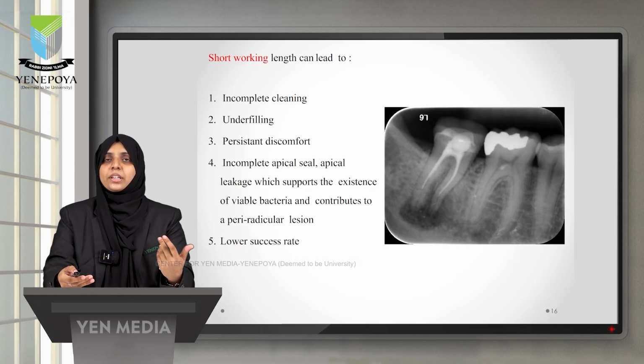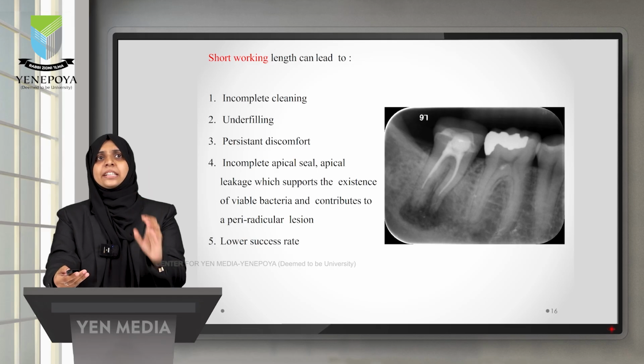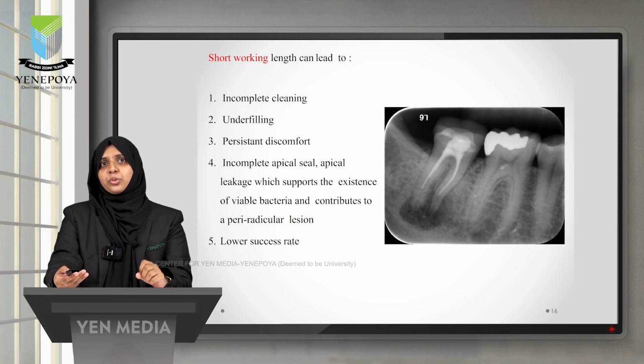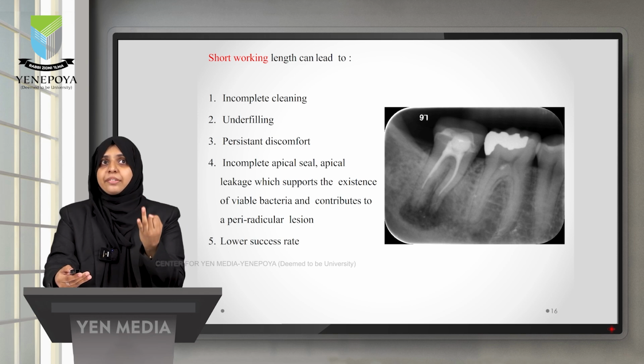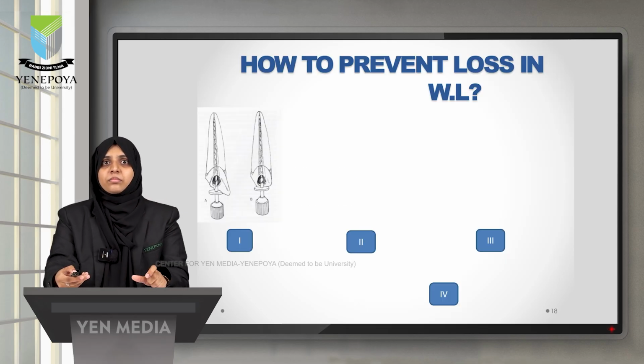So what happens if the working length is short? Here you can see that this picture shows an under obturated tooth. In this case there was incomplete cleaning of the tooth, there was underfilling of the tooth. All these factors will again cause patient's discomfort. Also there is an incomplete apical seal because it has not reached the apical constriction. Even if the length was short or long, all these factors will lead to a decreased success rate of the tooth.